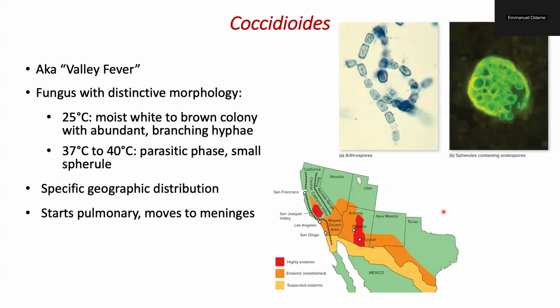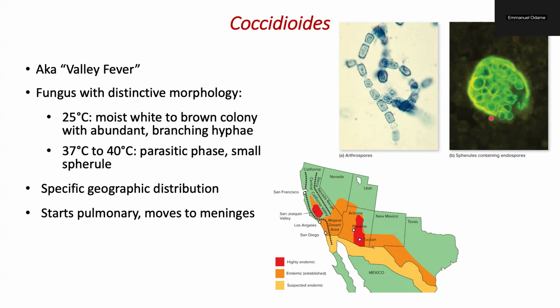Next on our list is coccidioidomycosis, which is known as valley fever. This is a truly symptomatic fungal infection of high virulence. It's caused by a fungus with distinct morphology. At 25 degrees Celsius, they have moist white to brown colonies with abundant branching hyphae, as we can see. And at 37 to 40 degrees, they are in their parasitic phase and have small, spherical shape. So this is 25, and this is at the 37 to 40 degrees phase, which is basically the parasitic phase.